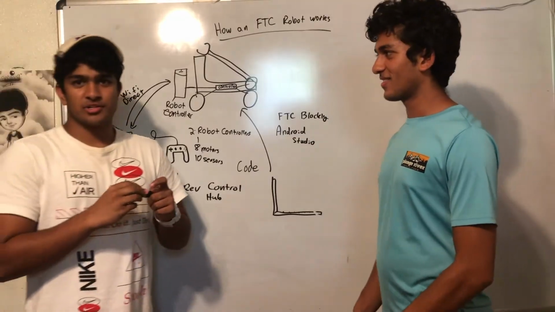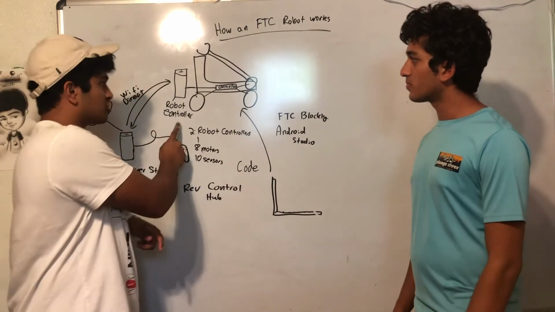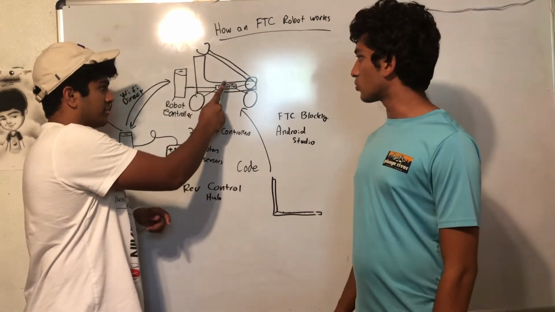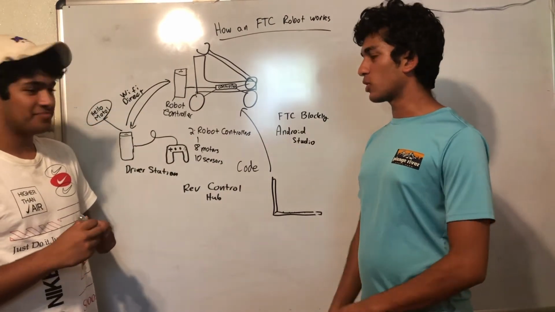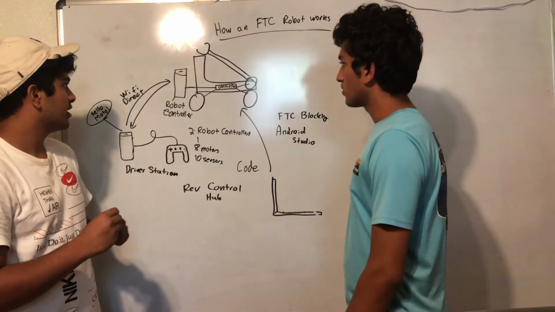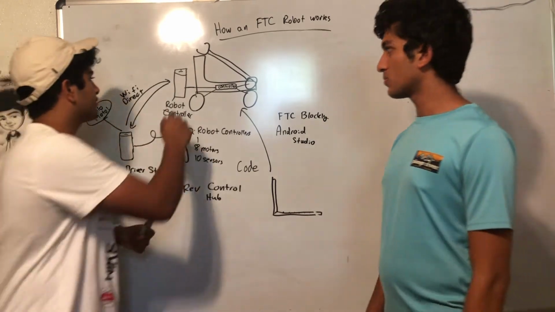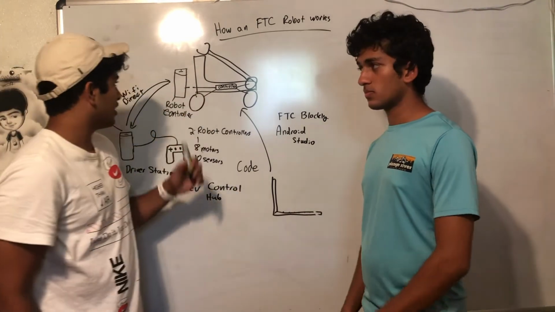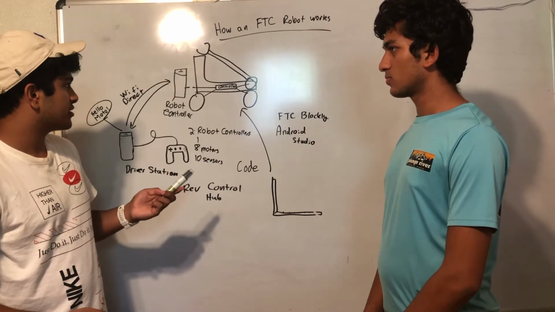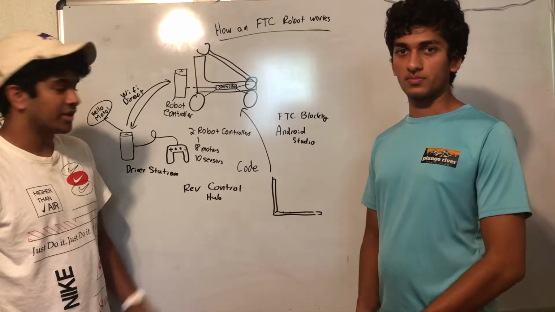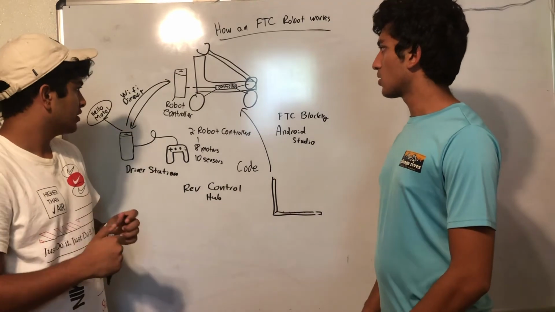In an FTC match, there is a connection between the robot controller and the controller on the robot. Usually that's an expansion hub, so we might as well clarify that now. Yeah, the Rev Expansion Hub. That's really important. If your connection right here is loose, you'll find your robot will suddenly stop moving.